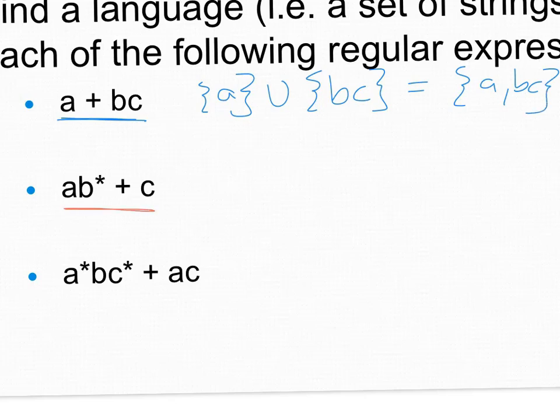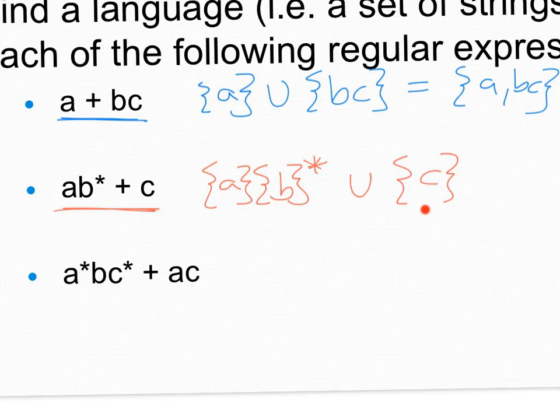Let's change color. This next one here, AB star plus C. Remember, star binds more tightly than dot or plus. This is saying take the language A, concatenate it with the language B starred, and union that with the set containing just C. So what does that mean? That means there's two types of strings in this language. The first is just the string C. And the second is an A followed by 0 or more B's.